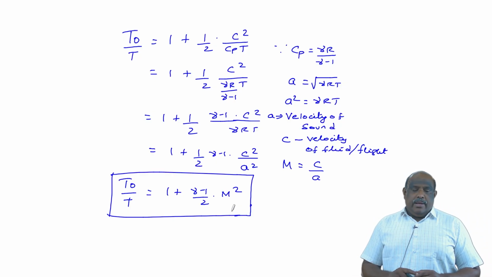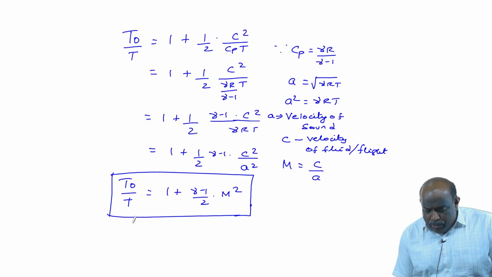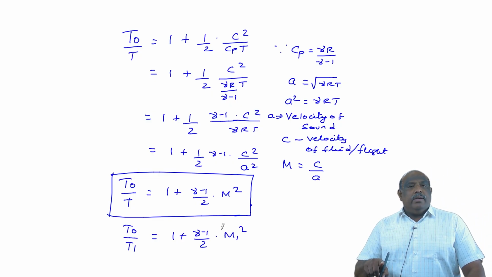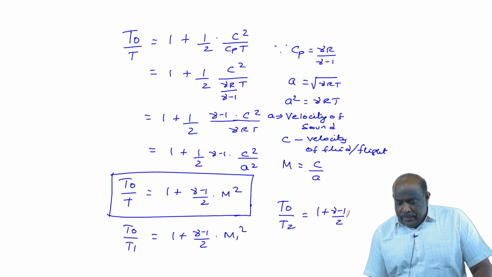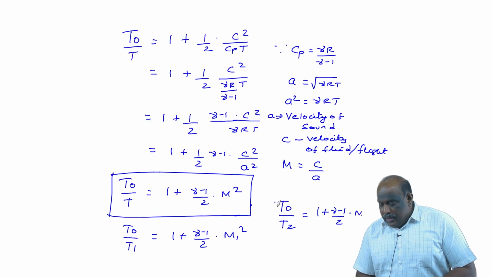So, here the variables are T and M. T naught is a constant, which is the stagnation temperature. If I write it like this, T naught by T1 will be equal to 1 plus gamma minus 1 by 2 into M1 squared. If I put T equal to T2, then M will become M2. So, we can see T naught by T2 will be equal to 1 plus gamma minus 1 by 2 into M2 squared. That is fine. Let us move on to the next slide.